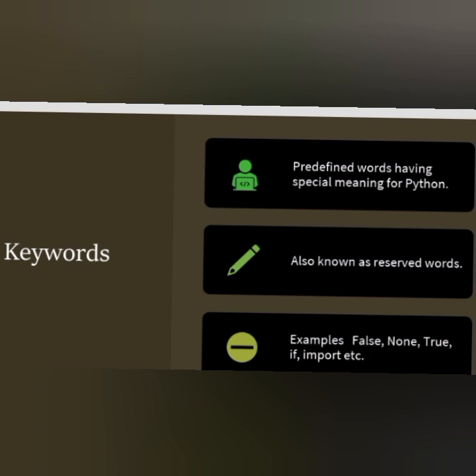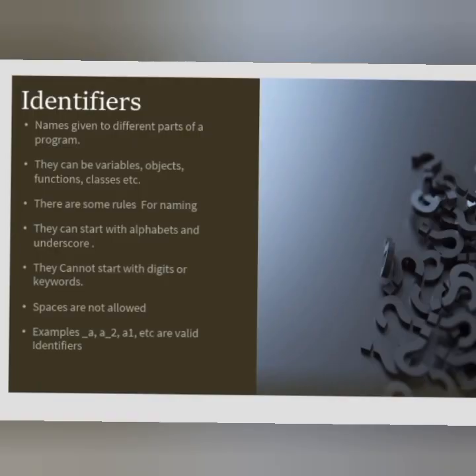Out of that, we have to see first of all keywords. These are the predefined words in Python which have a specific meaning for it, and they are also known as reserved words. Some examples are False, True, None, if, import, etc., and various others that we'll come to know in our programming.